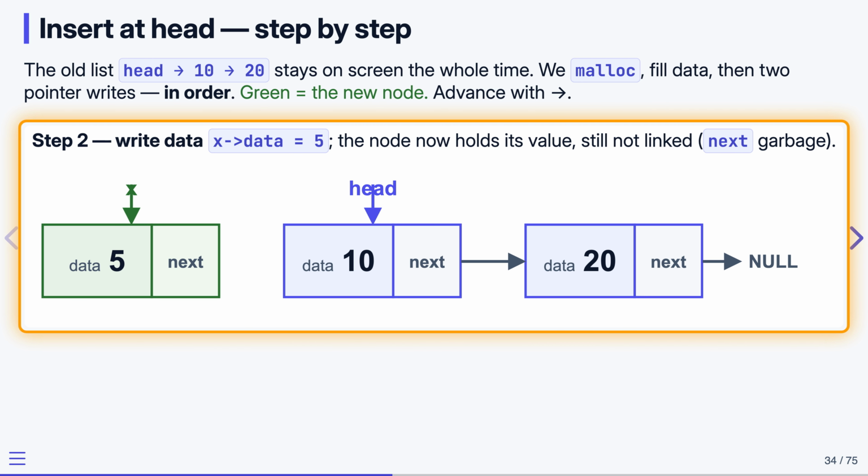Step 2. Write the data. We run X arrow data becomes 5. The new node now holds its value. It is still not linked to anything, so its next is still garbage.